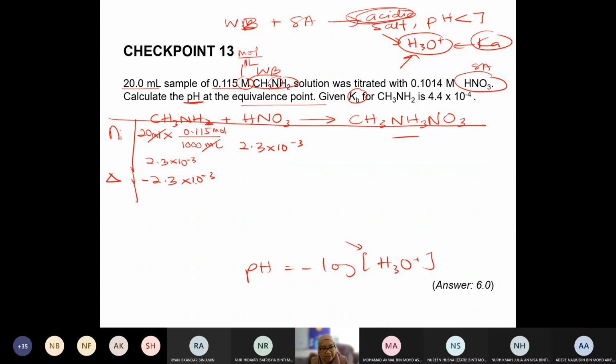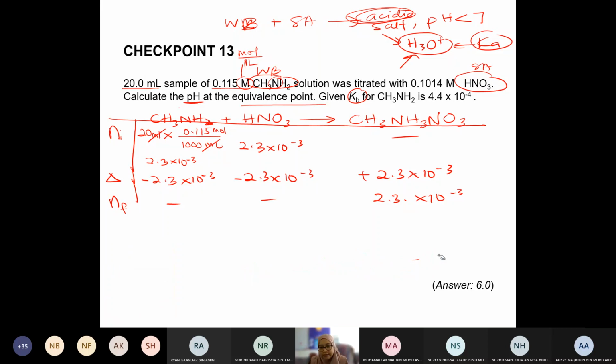Ini akan dineutralizekan oleh base, oleh acid. Ini pun akan berkurang sebanyak dia juga, which is dia being neutralized with the weak base. Okay, so ini akan bertambah sebanyak acid ataupun base yang present. Okay, so for the final, you akan ada ni 0 because totally neutralized. This is also 0. This one will be 2.3 times 10 to the power of negative 3 mole.